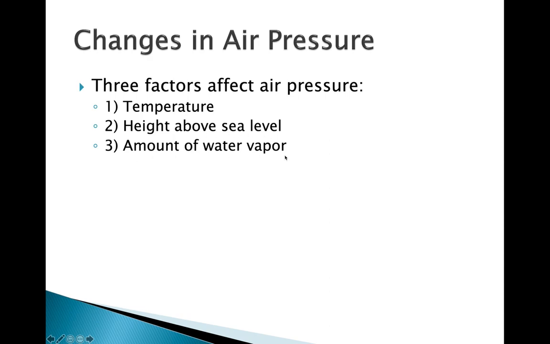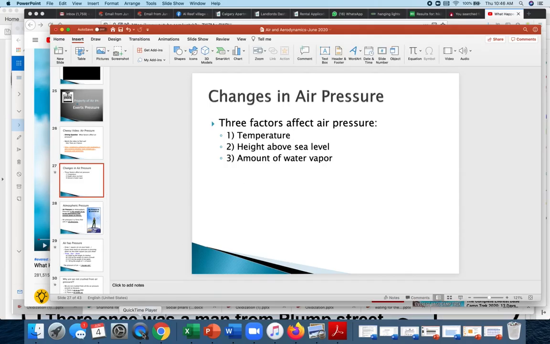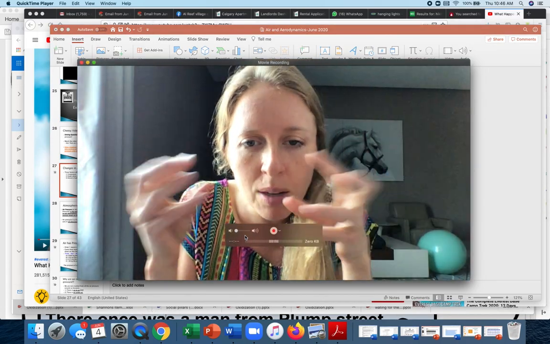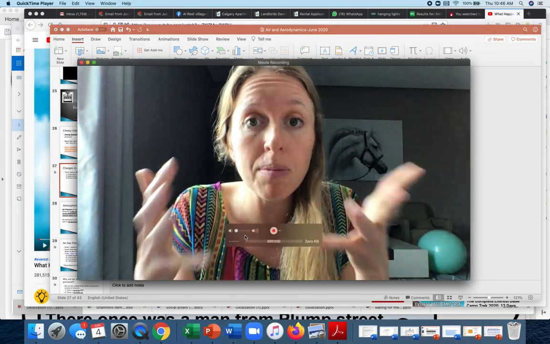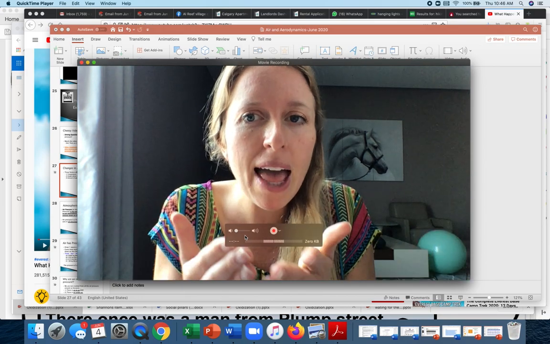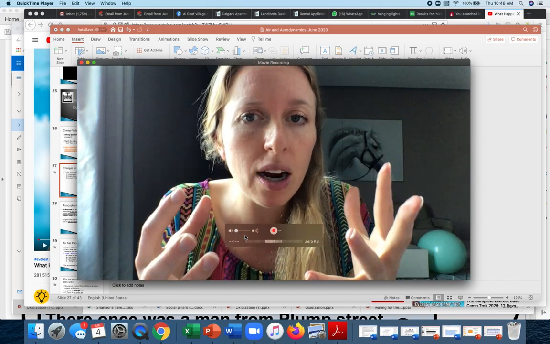And then water vapor. You don't really need to know that one so much, but if there are little bits of things like water vapor molecules within the air as well, then that is going to cause the air to be heavier.